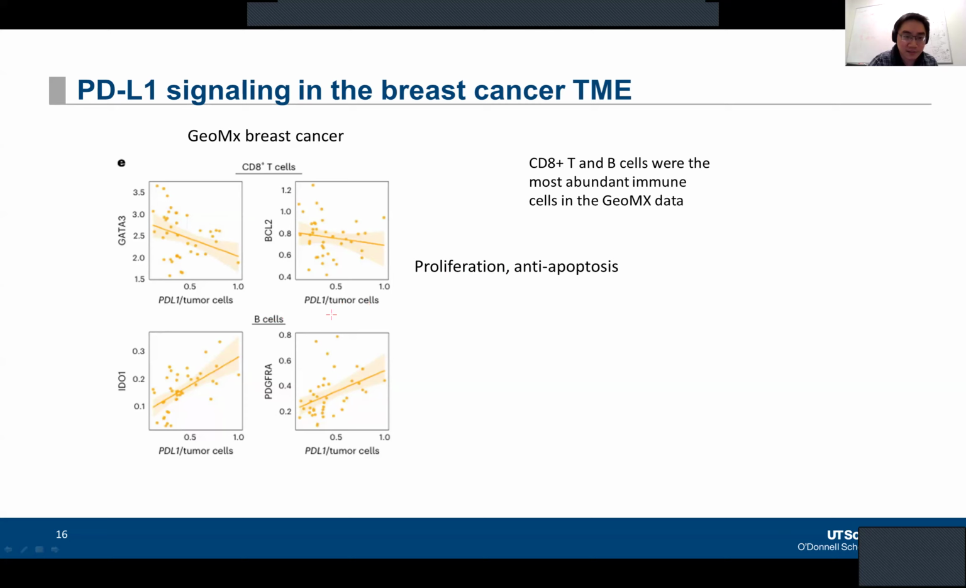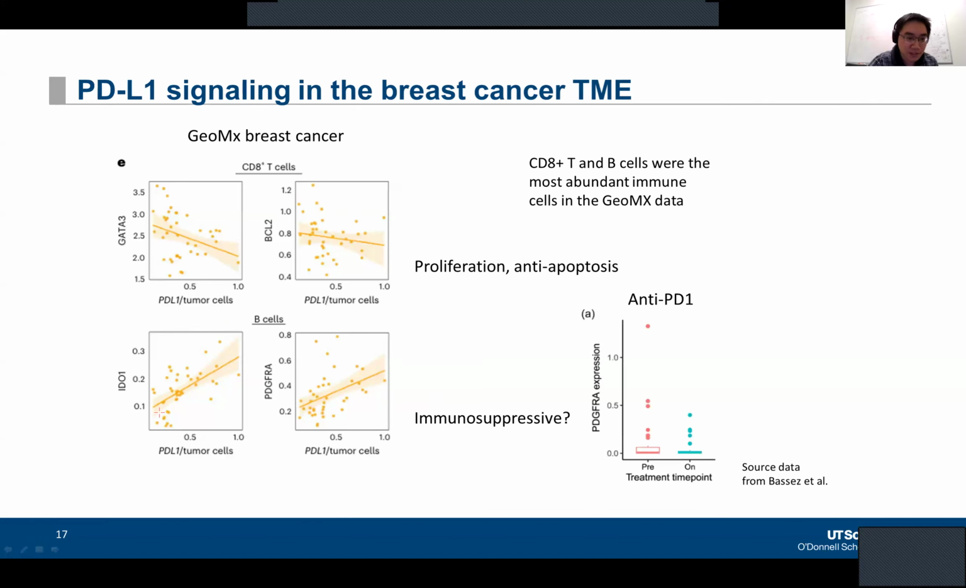And again, B cells started popping up. So coincidentally, the data we have was relatively abundant in B cells, so we decided to also look at what the potential targets of tumor PD-L1 signaling are in these tumor B cells. And we found IDO1 and PDGFRA seem to be upregulated by tumor PD-L1 in these B cells.